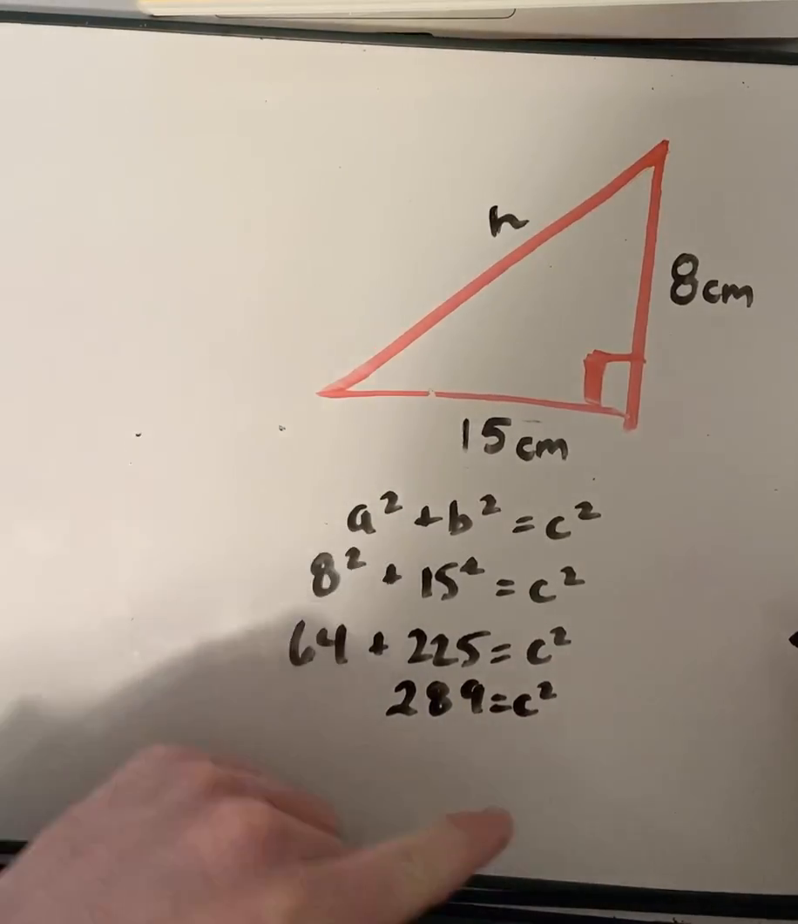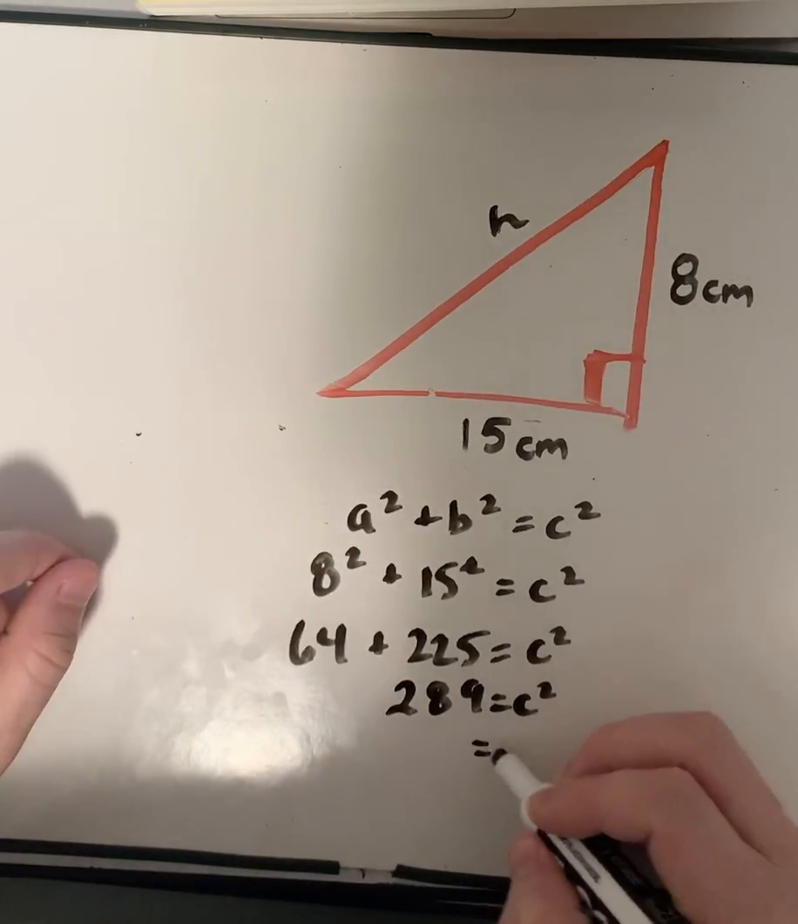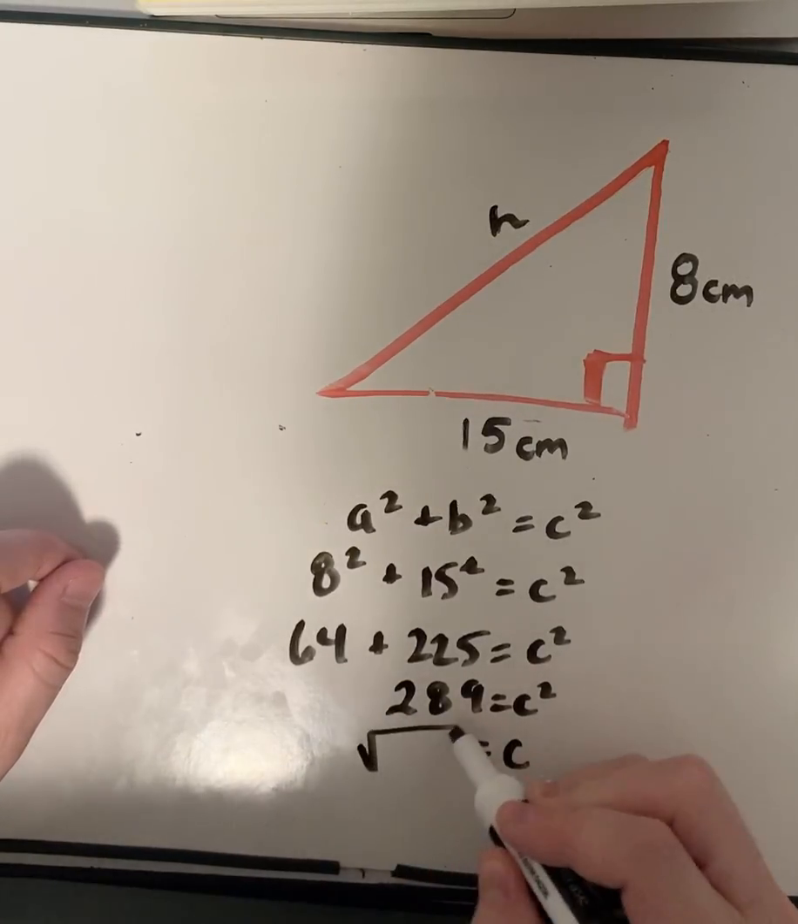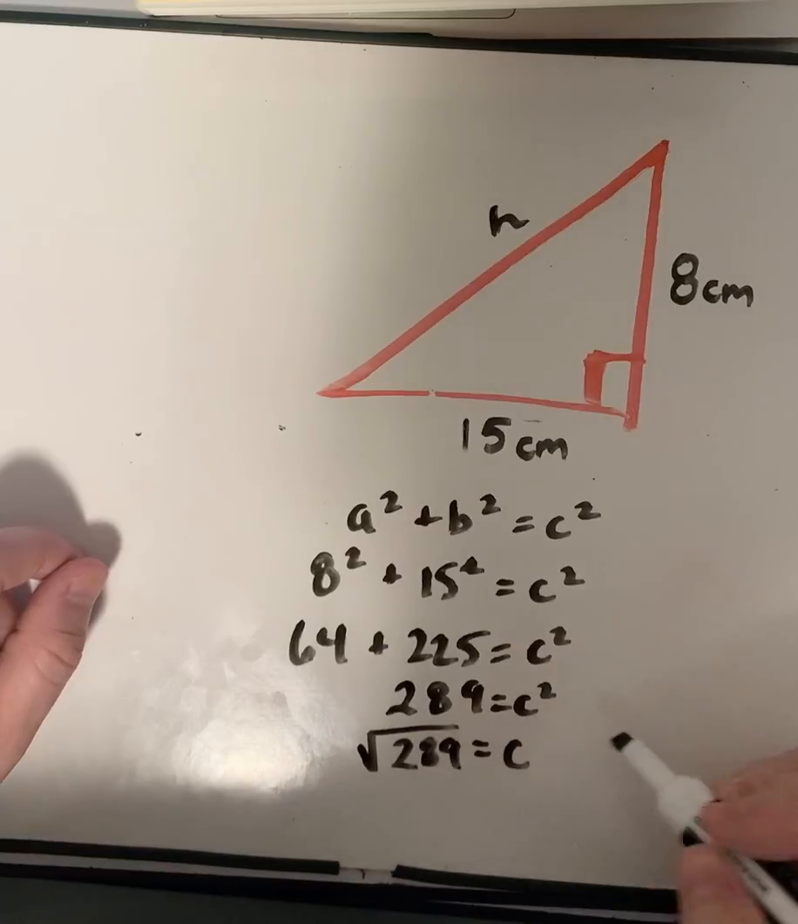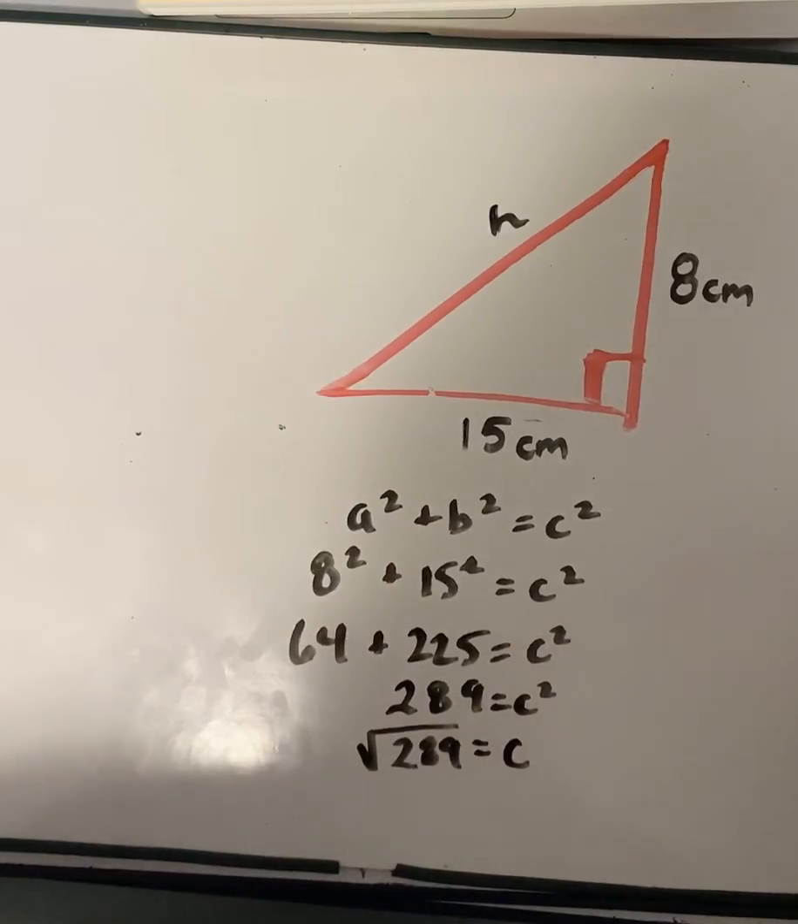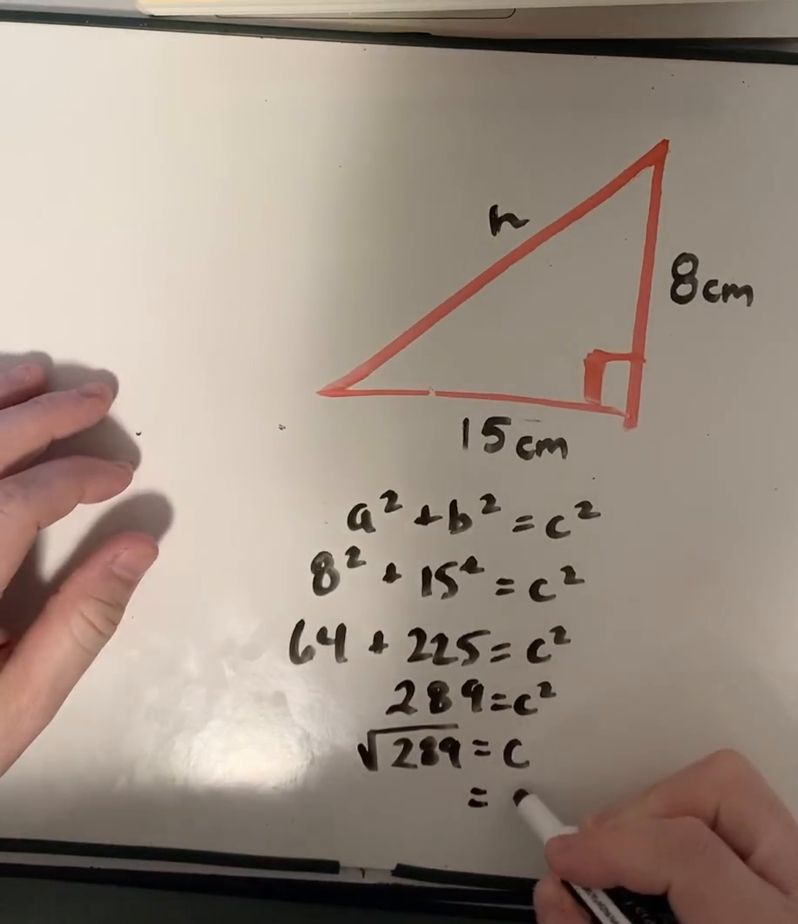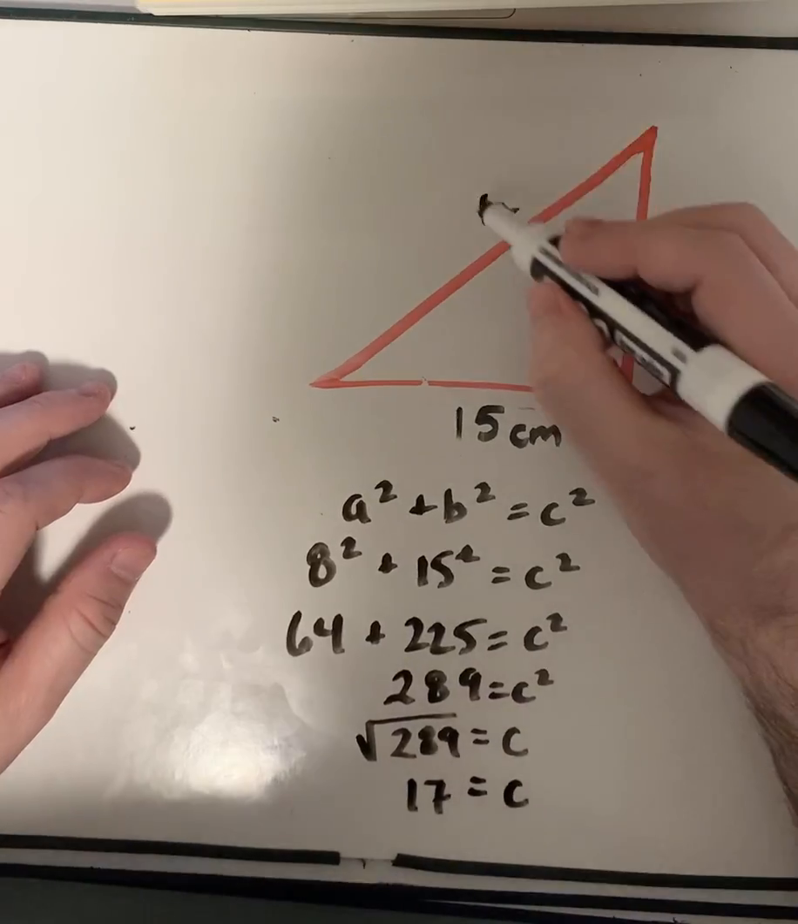In order to get rid of that squared, I have to, that's right, find the square root of 289. So c equals the square root of 289. When I break that down, c equals 17.